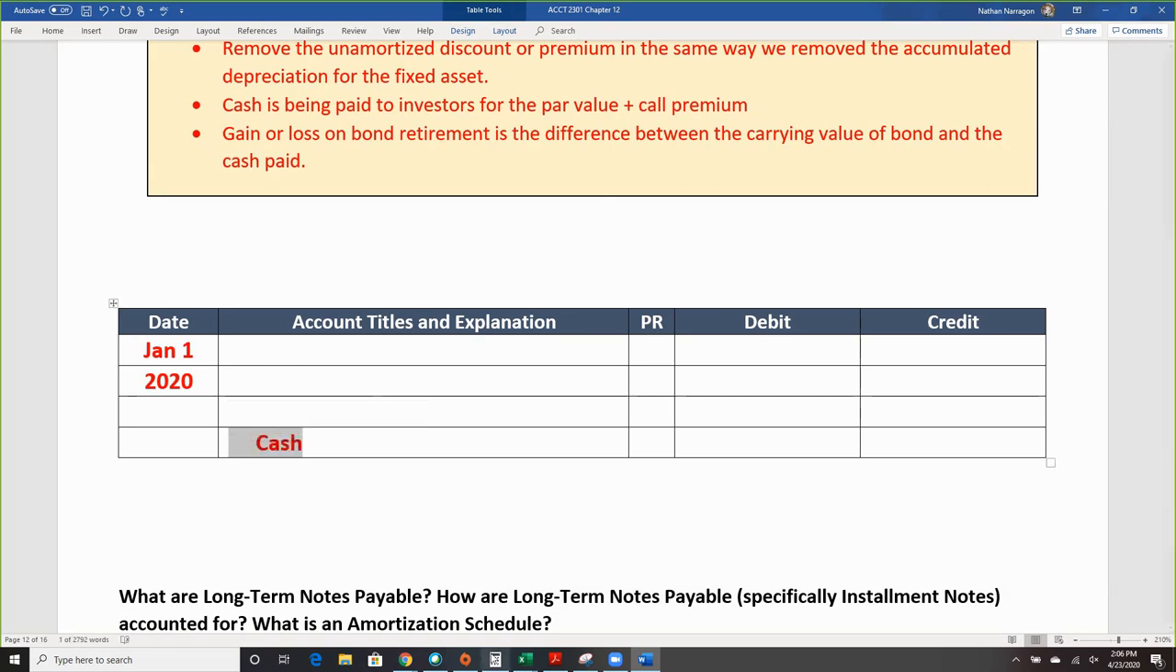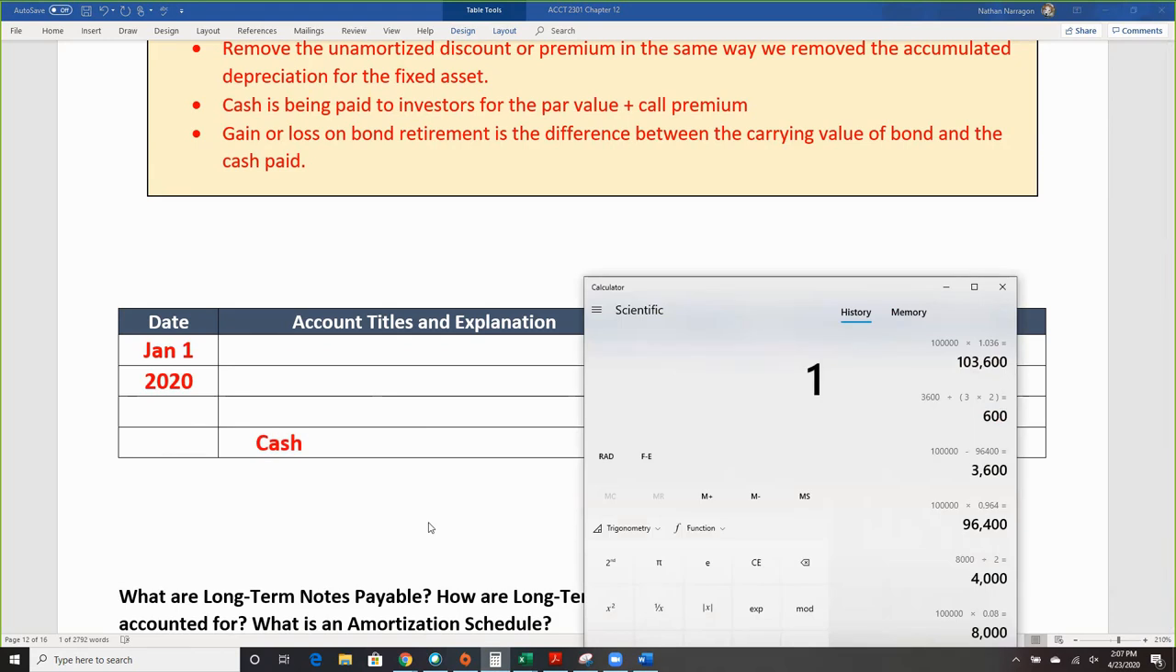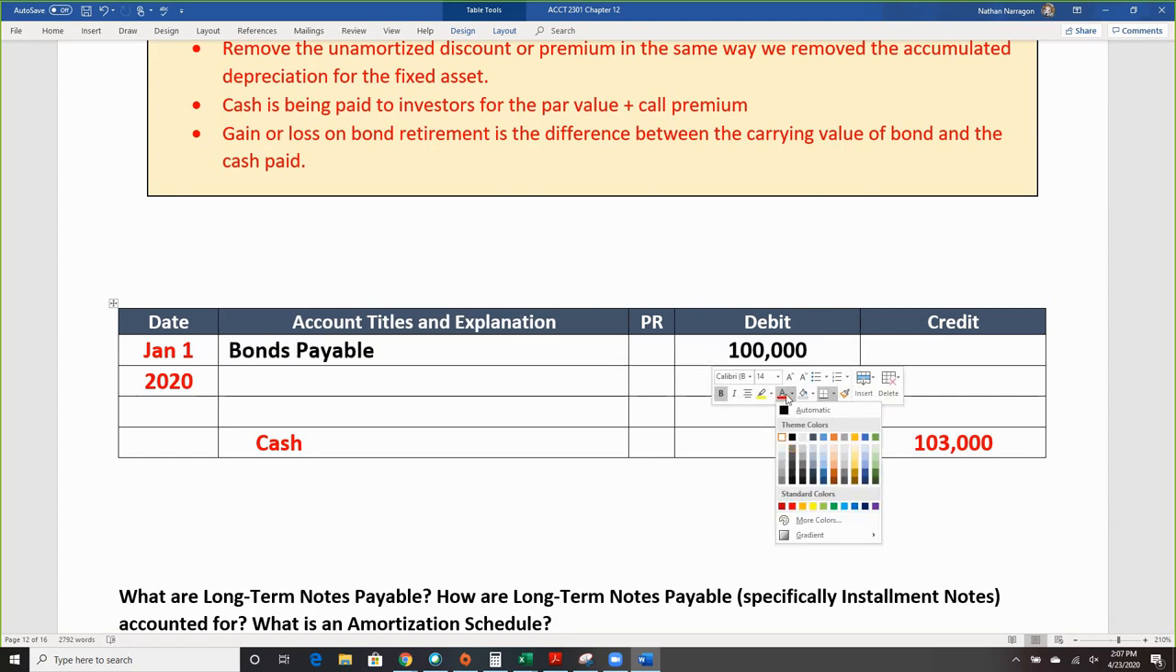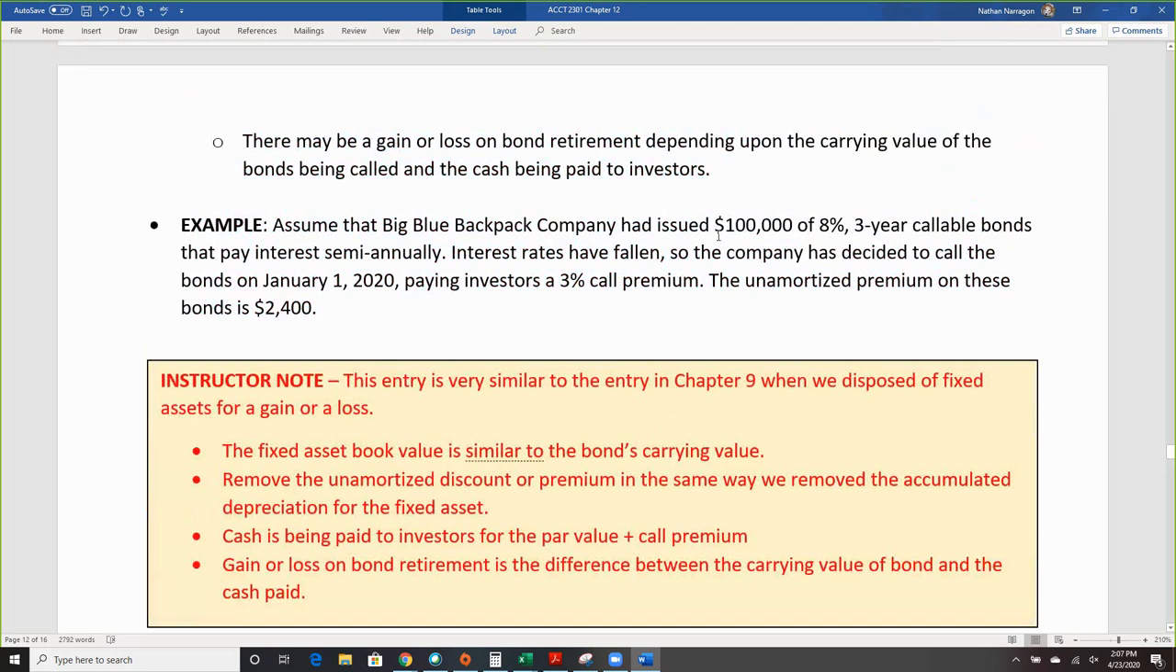So, calculate this. If you take 100,000 times 0.03, this is a 3% call. So we have to pay an additional $3,000 on top of our carrying value. That's a wonderful 103,000. Alright, we know that. We also know some more information. Bond payable, again, is always face value, because that has to go. We also know the unamortized premium of these bonds. If there's no more bond, there's no more premium, so this has to reduce totally to zero.